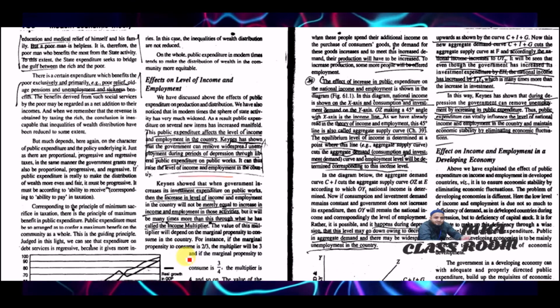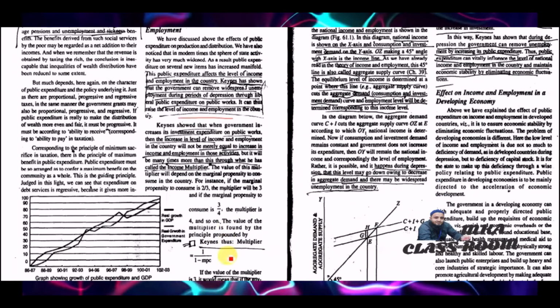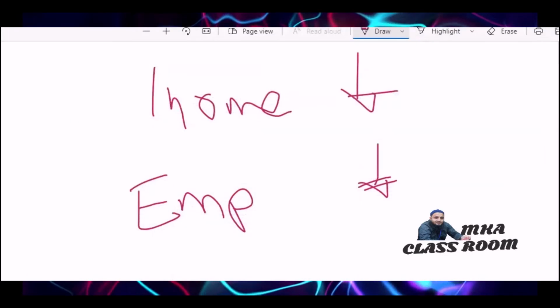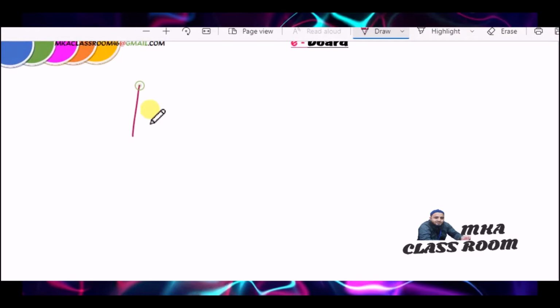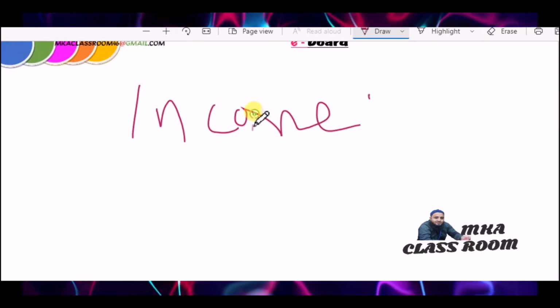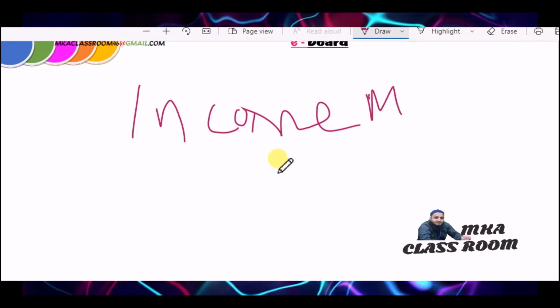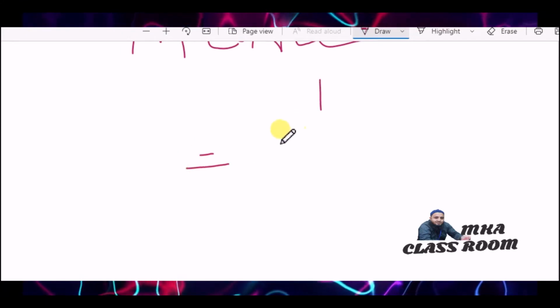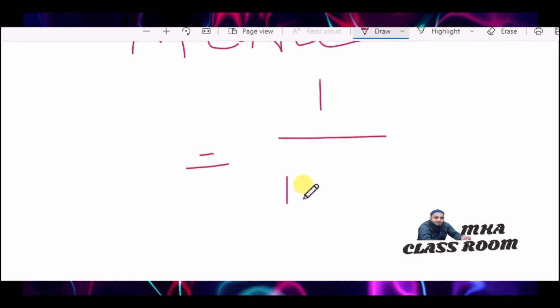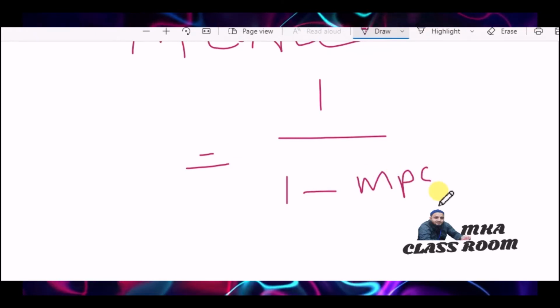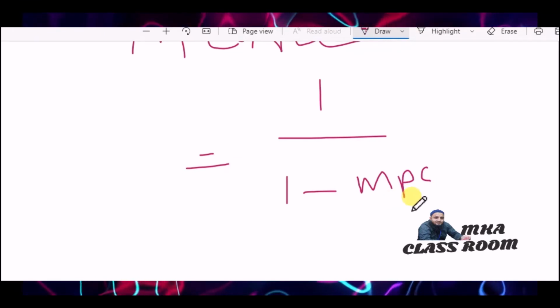That's why Mr. Keynes introduced the income multiplier in his theory. The income multiplier is 1 divided by 1 minus MPC, marginal propensity to consume.